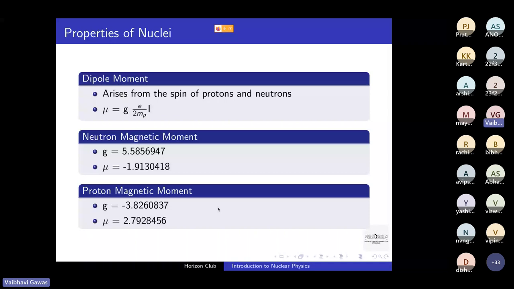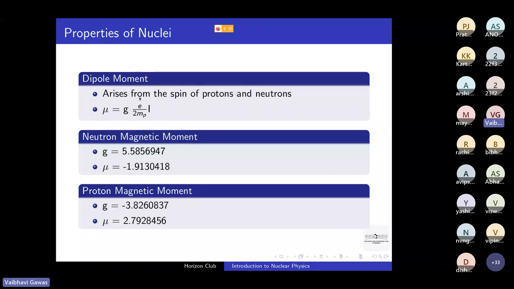Before this, we discussed that the mass density is almost constant throughout the nucleus, and the same would apply to its charge density as well. But there are certain distortions in the nuclear structure, and to study this distortion, the easiest way is to consider the different electromagnetic moments. So we will start with the dipole moment first.